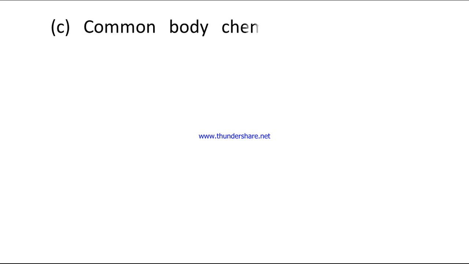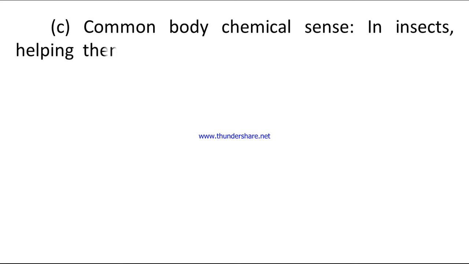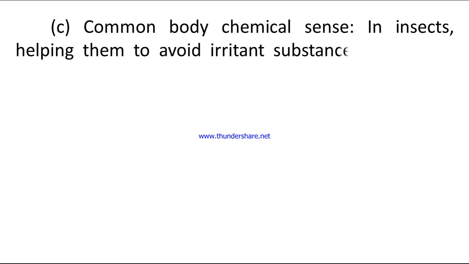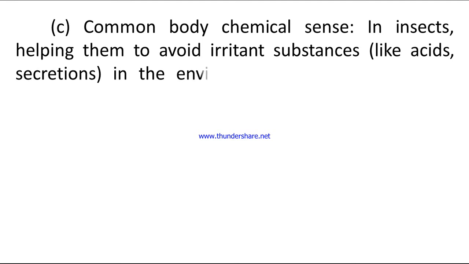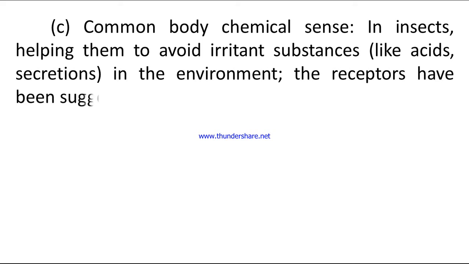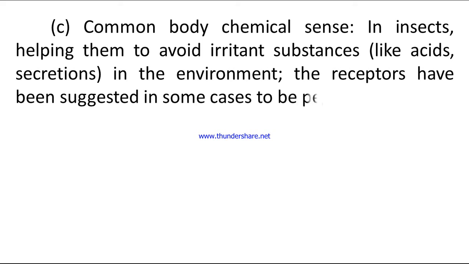Number C. Common chemical sense. In insects, this helps them to avoid irritant substances like acids and secretions in the environment. The receptors have been suggested in some cases to be peg sensilla.